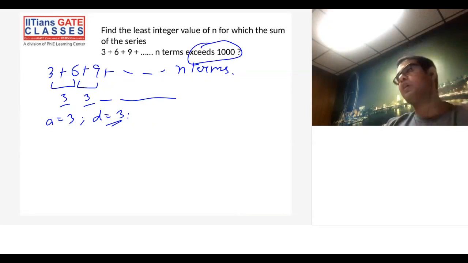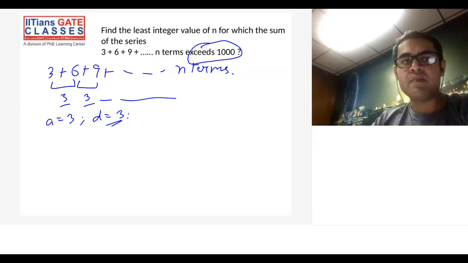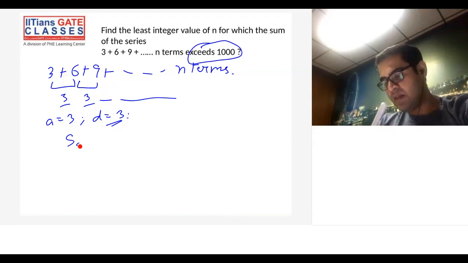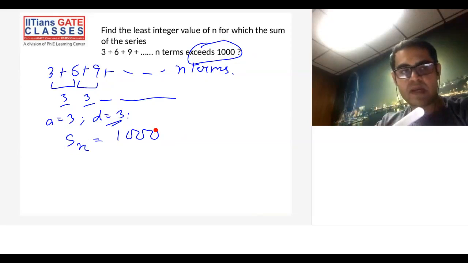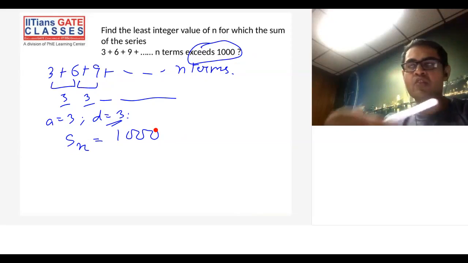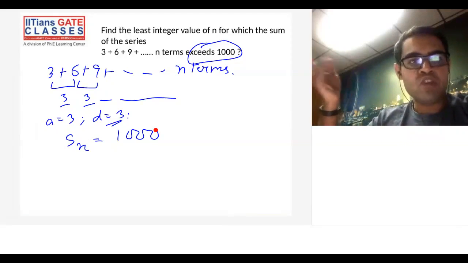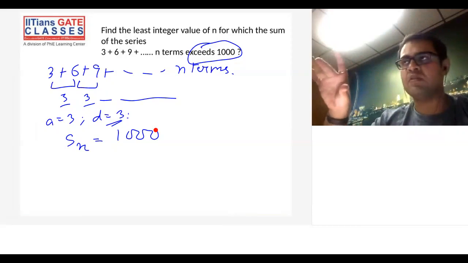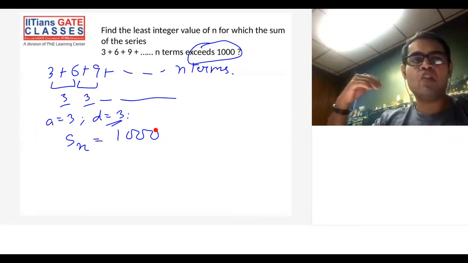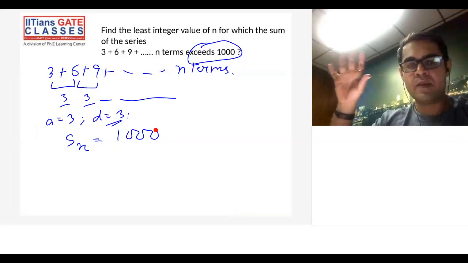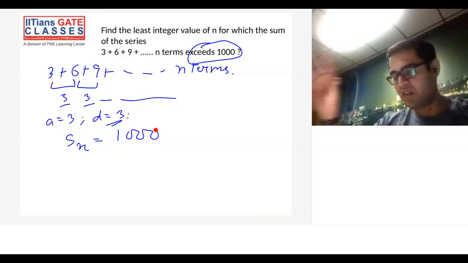So what I'll do is, I'll assume the sum equal to 1000. I'll say Sn is equal to 1000. So I just want to find for what value of n it will give me exactly 1000. Now I know that I'll not get n as an integer, but I'm good with that. Just see what happens.